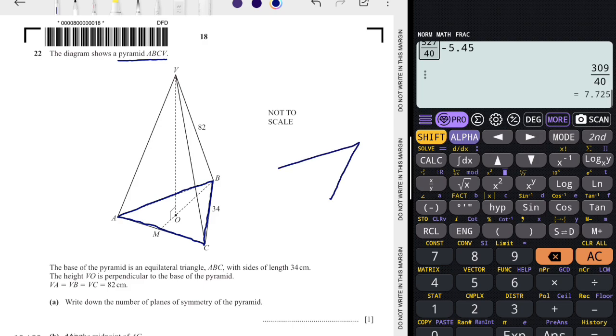So it will be like this: triangle A, B and C, and all sides would be 34, and all angles would be of 60 degrees.